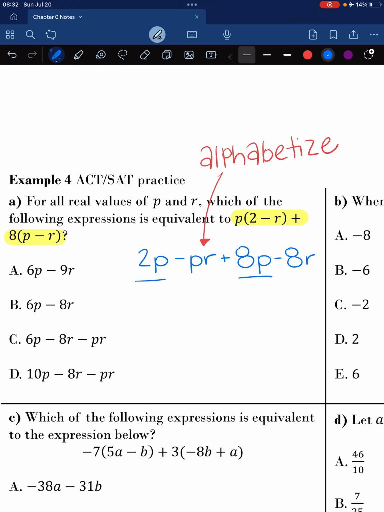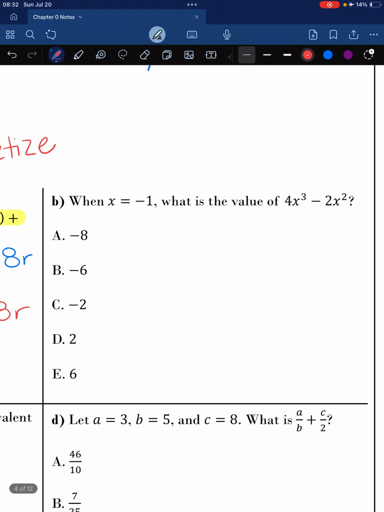Okay, so like terms, we have P and P. We got 10P, which glancing through my answer options, there's only one answer option that has a 10P. So I could have solved the rest of the problem, but I didn't even have to. Minus PR, minus 8R. The order that I solved it wasn't even the same order, but ACT is all about being fast.